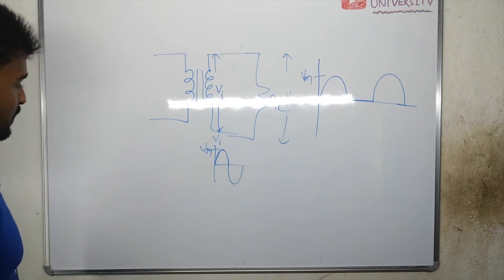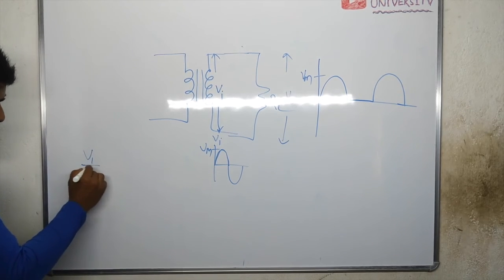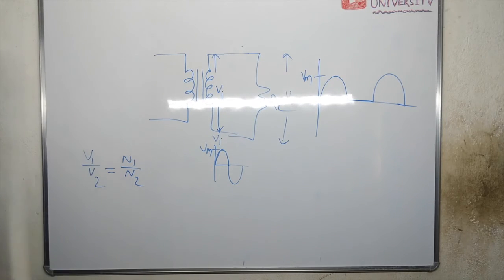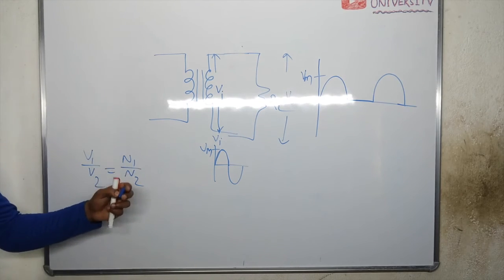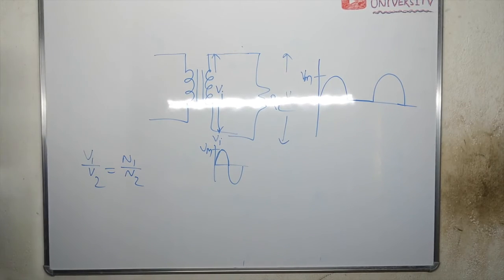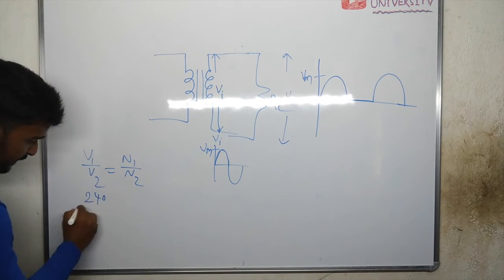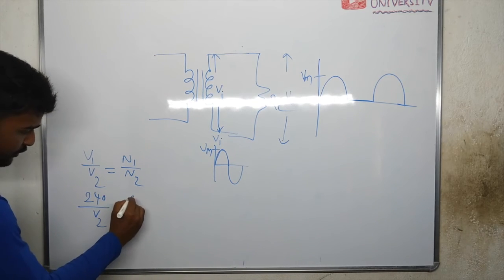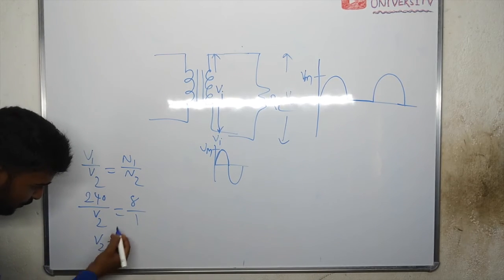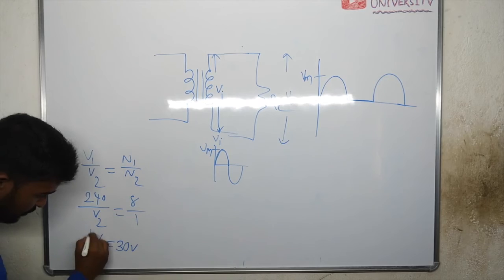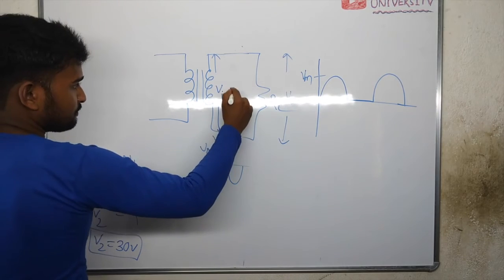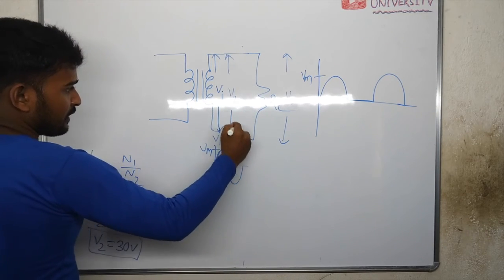How to get Vm? We know that for a transformer, V1 by V2 equals N1 by N2. The ratio of voltages on the primary and secondary sides is equal to the turns ratio. The RMS voltage on the primary side is given as 240 volt. So 240 divided by V2 equals 8 by 1, for the 8:1 transformer. Then V2 is 240 by 8, which is 30 volt. This is the RMS voltage across the secondary winding, V2 equals 30 volt.